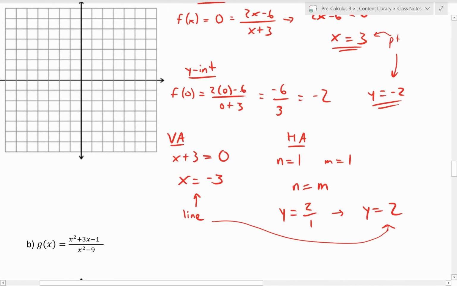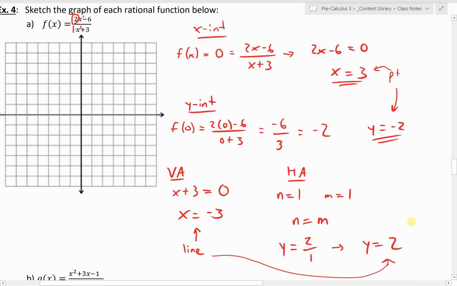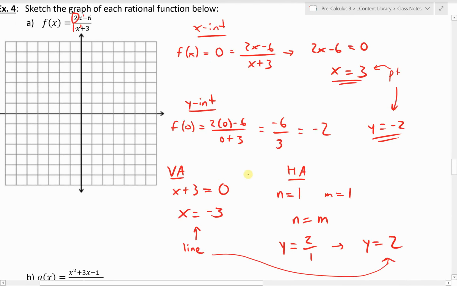Okay, and that also, again, is a line. These are vertical and horizontal asymptotes. These are lines at x equals negative 3 and y equals 2. So now we're ready to go ahead and plot all of these values here. The intercepts are actual points on the function. The asymptotes are lines that break up the function, so they're not actually on the function.